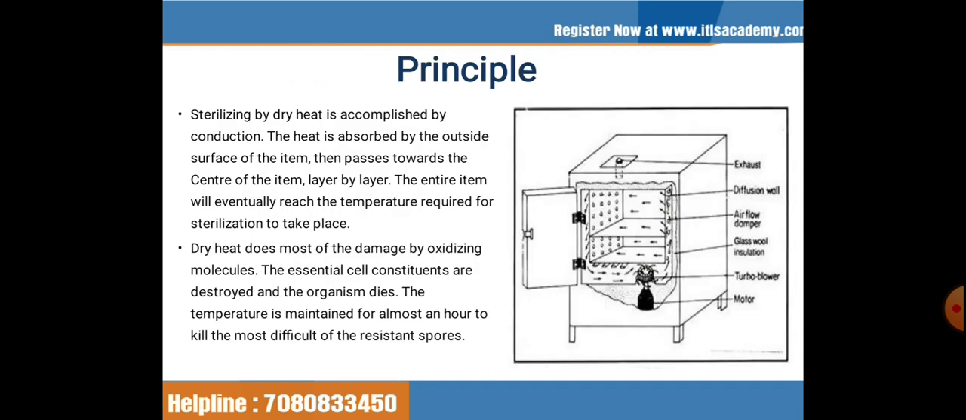Okay, let's discuss the principle on which the hot air oven depends. Sterilizing by dry heat is accomplished by conduction. The heat is absorbed by the outside surface of the item, then it passes towards the center of the item layer by layer. The entire item will eventually reach the temperature required for sterilization to take place. Dry heat does most of the damage by oxidizing molecules. The essential cell constituents are destroyed and the organism dies. The temperature is maintained for almost an hour to kill the most difficult of the resistant spores.